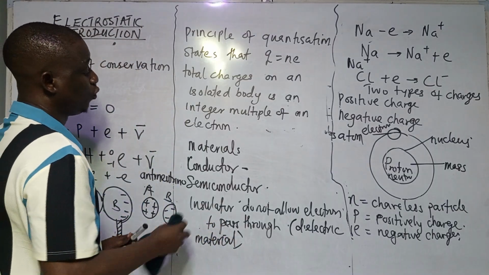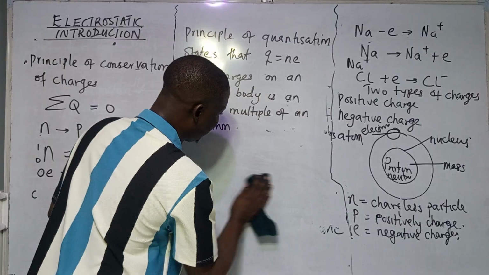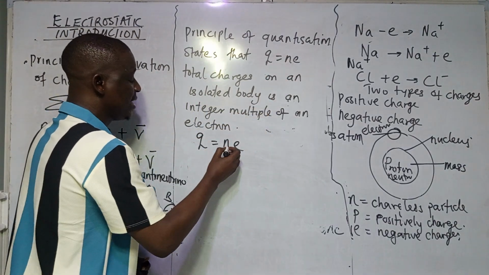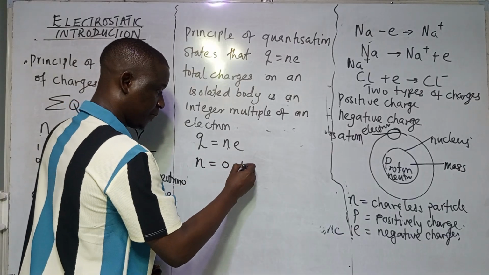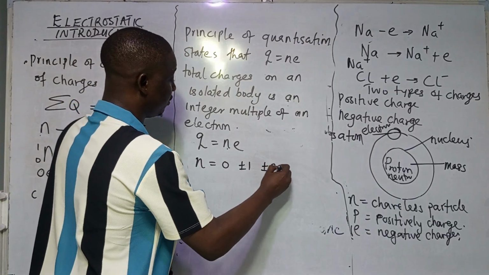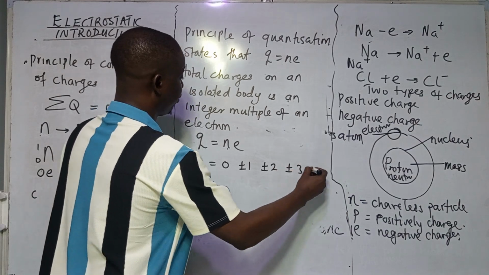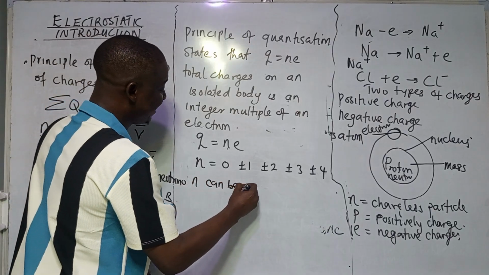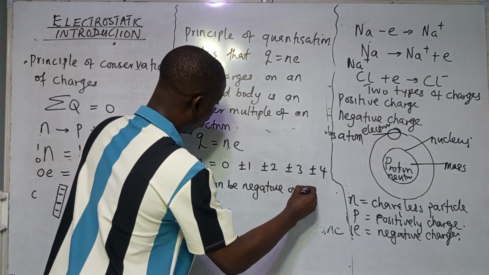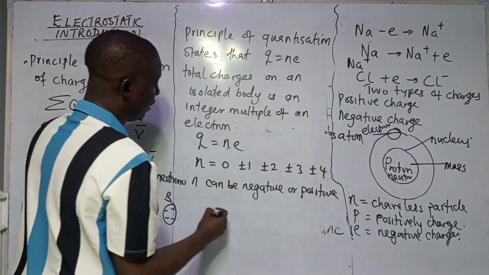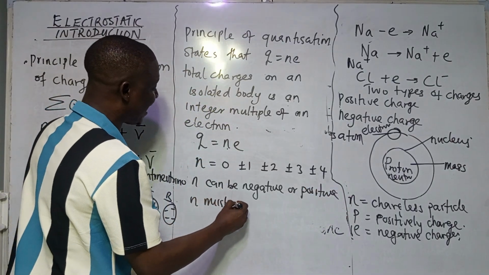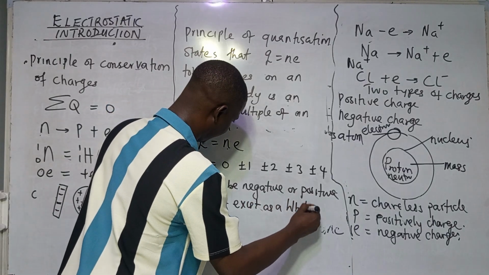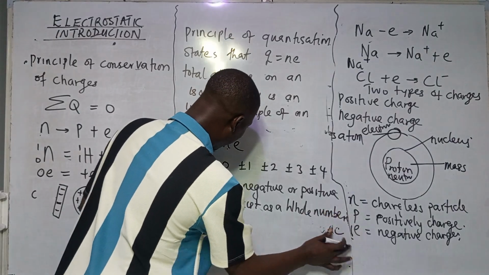So that is what it is saying. What does that mean? It means that charge is equal to N e, as I stated before, where N can be 0, plus or minus 1, plus or minus 2, plus or minus 3, plus or minus 4, and so forth. N can be negative or positive. N must exist as a whole number that enables electrons to be transferred.